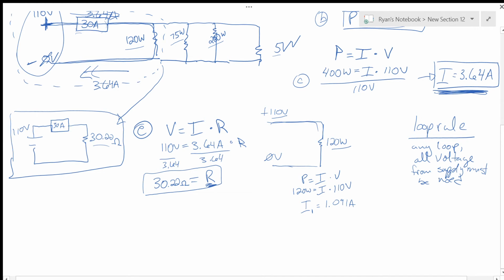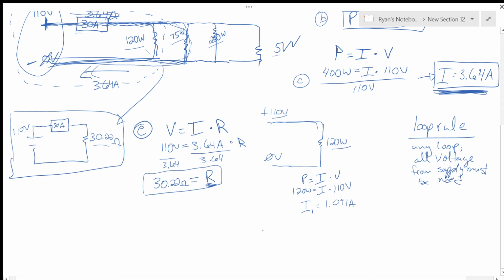Let's look at the second loop. The second loop is going to go out of the supply in the top left corner, over the 75 watt, and all the way back to the zero. If it can avoid resistors, it will. So in this second separate loop, the only resistor it's going to pass is the 75. After it exits the 75, the fastest path back to zero is that straight shot down and around. We would do the same thing for each of the other resistors.